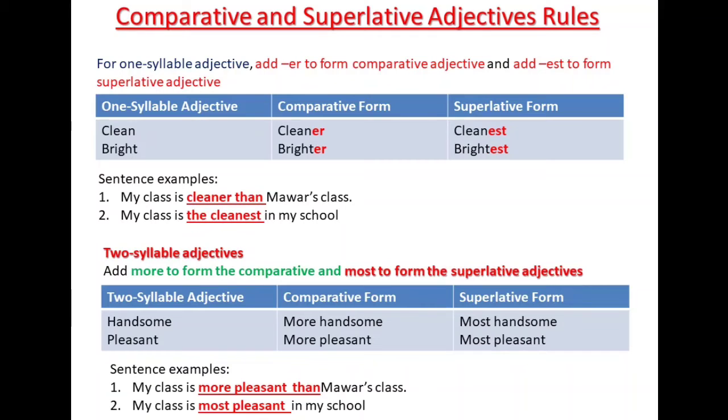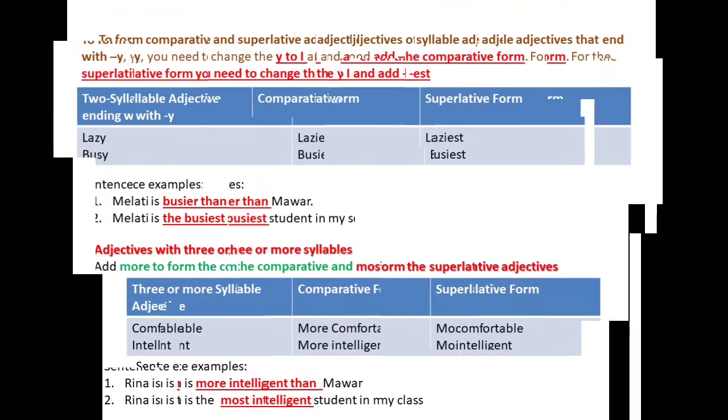Example, my class is more pleasant than Mawar's class. It means that the class is being compared with Mawar's class. And then number 2, my class is the most pleasant in my school.